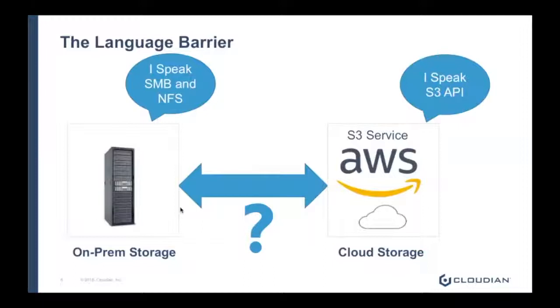But when you're trying to make things in IT work together, of course, that's always the concern, right? Do things speak the same language? And, in fact, the storage types that are used in most data centers speak SMB and NFS. Those are the storage protocols of Windows and Linux. The cloud, on the other hand, if you look at AWS, which is obviously the most common, it speaks the S3 API. Those are two very different languages. SMB, NFS versus S3 API are not the same thing. So it does create interoperability concerns.